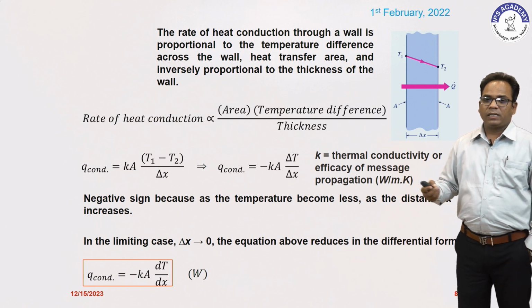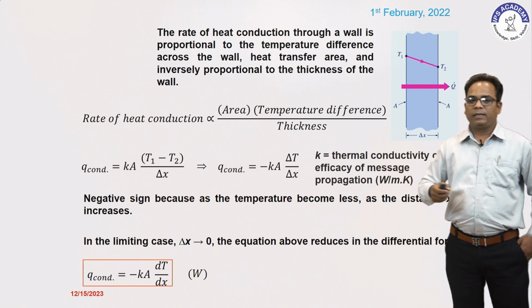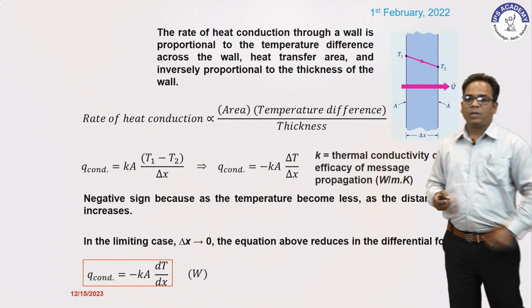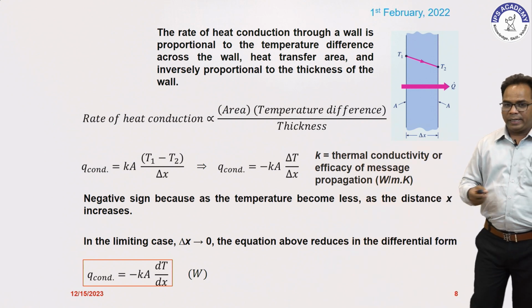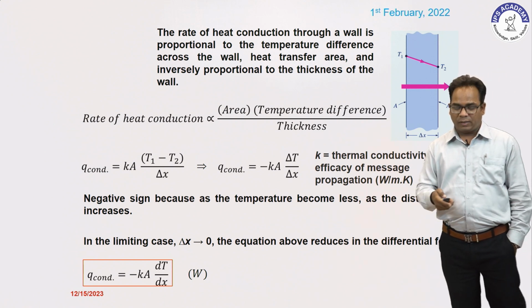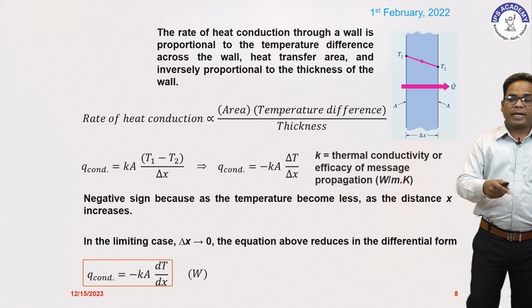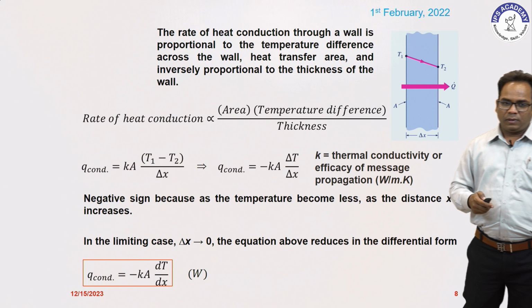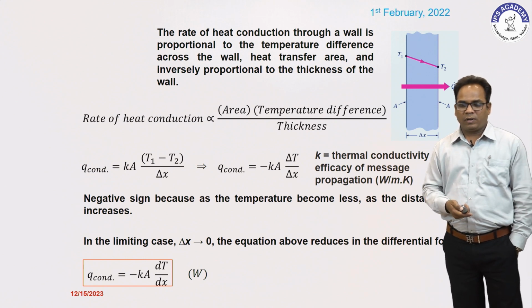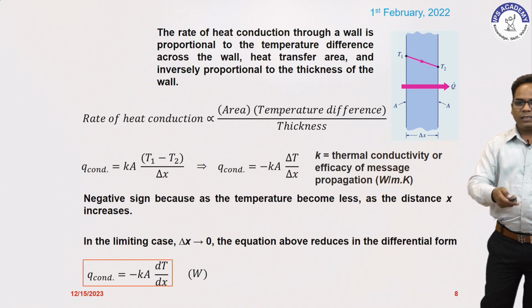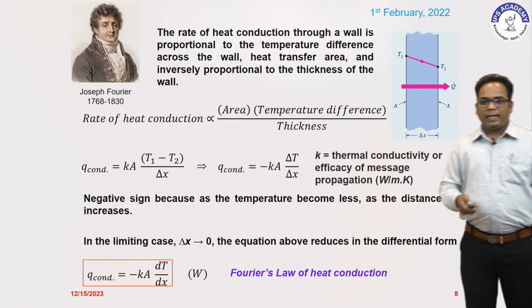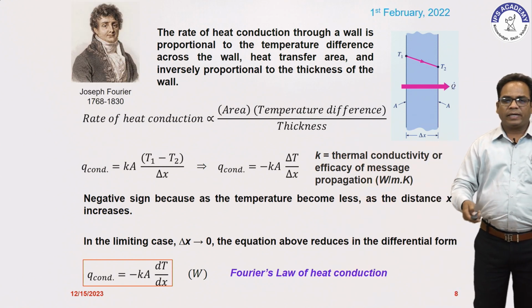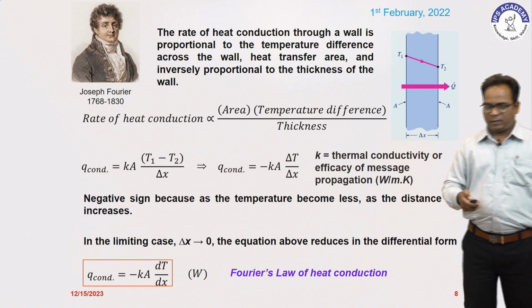In the limiting case, as delta x tends to 0, the reduced form of this equation is Q conduction equal to minus kA dT upon dx, and the SI unit for the rate of heat transfer is the watt. This is known as Fourier's law of heat conduction, provided by Joseph Fourier.